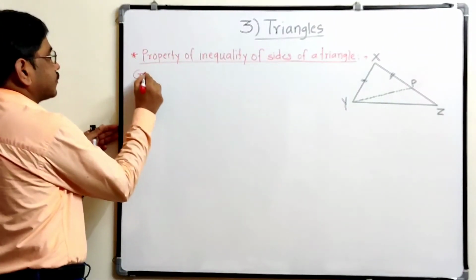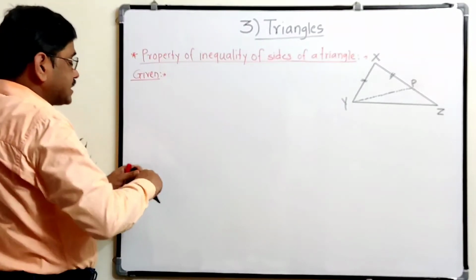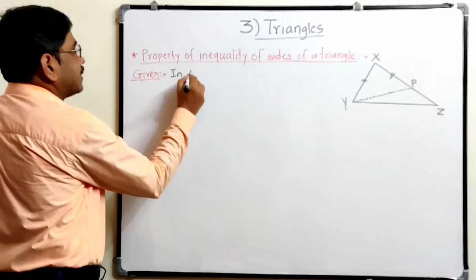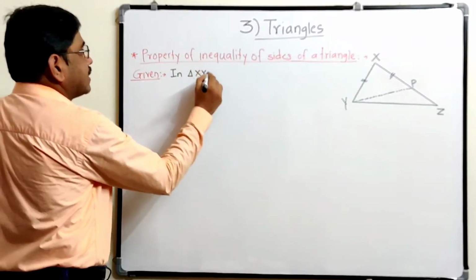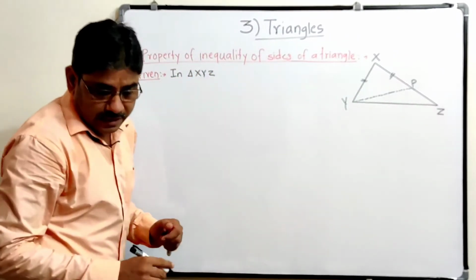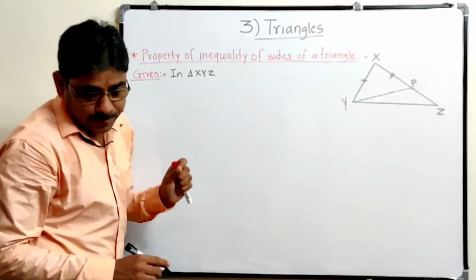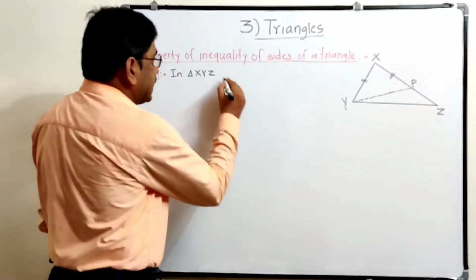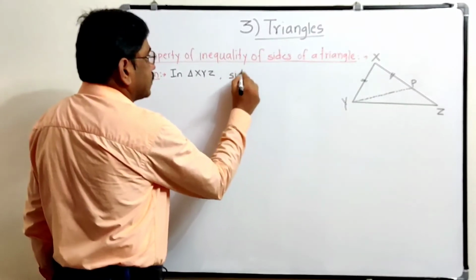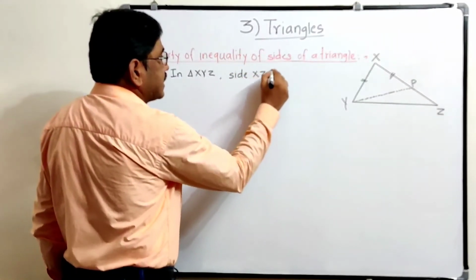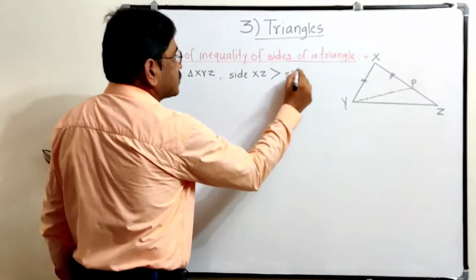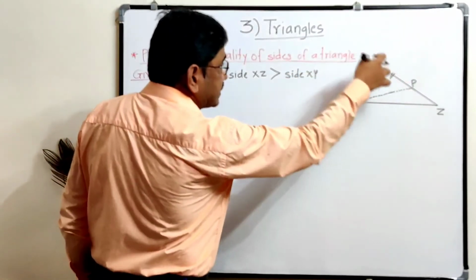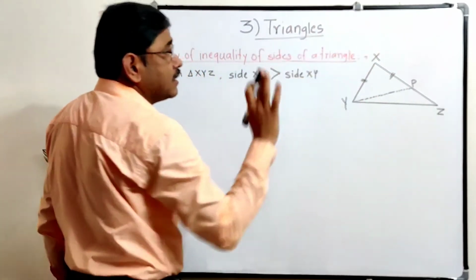Given triangle XYZ. Here what is given? One triangle is given, triangle XYZ. What is given? That XY is less than XZ, or side XZ is greater than side XY. कुछ भी लिख सकते हैं, smaller है. So XZ is more than, means larger than, XY.